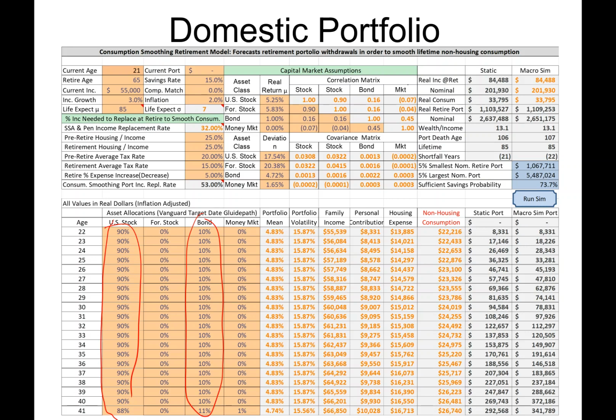you could see that, based on these assumptions, the expected portfolio value is $2.6 million. You run a simulation, and what you find is, based on these assumptions of 15% savings, that you have a 73.7% chance of having enough money. And you can see your 5% worst case and 5% best case.